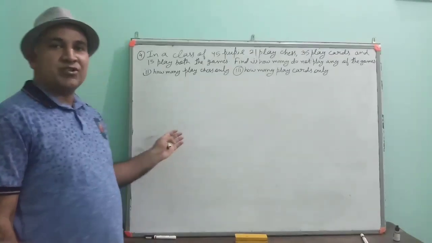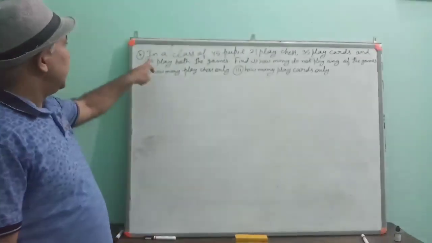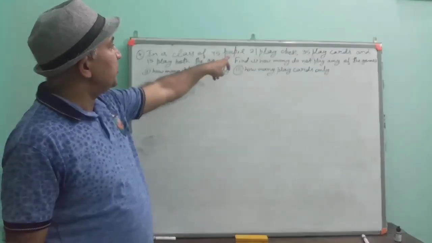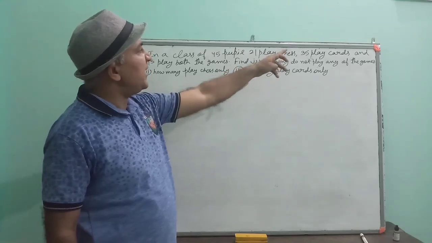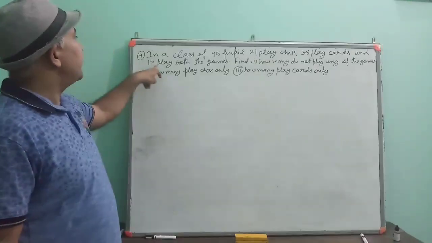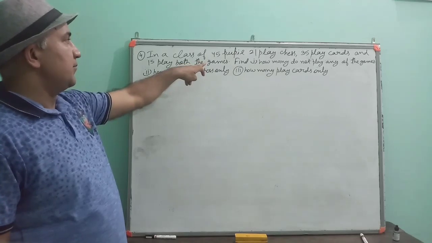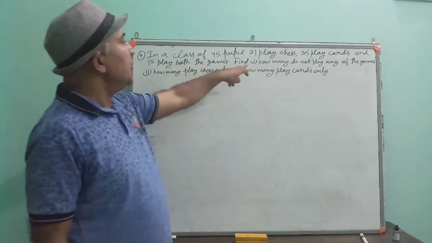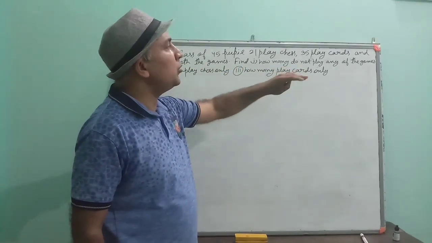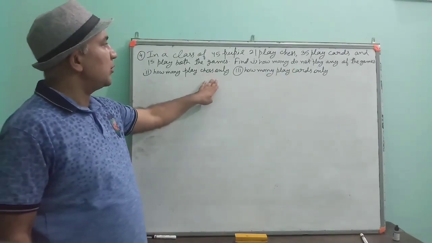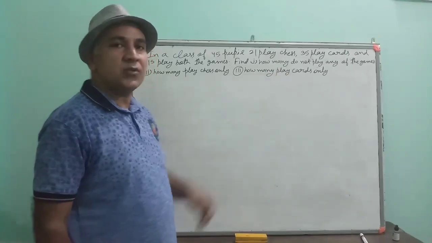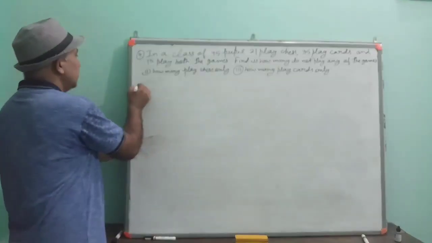Now see the last question of this lecture. In a class of 45 people, 21 play chess, 35 play cards and 15 play both the games. Then the question is asking, find how many do not play any of the game. How many play chess only? How many play cards only? Now see how to solve.